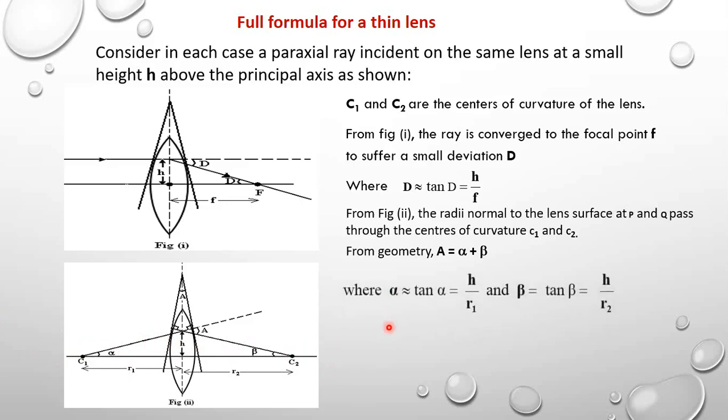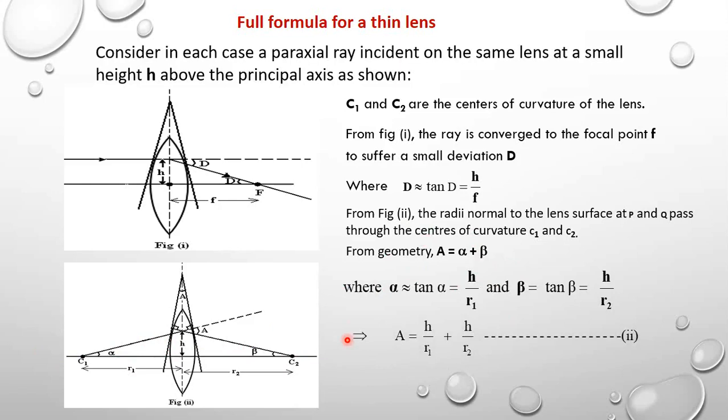So we shall have that as our alpha and beta. Then we shall substitute for alpha and beta in this equation here, a is equal to alpha plus beta. So we shall have our a being equal to h over r1 plus h over r2. That is going to be the second equation. This will be our first equation. So let us have that one this side.